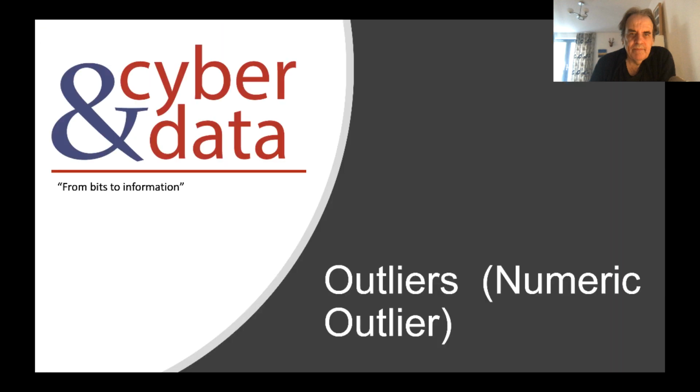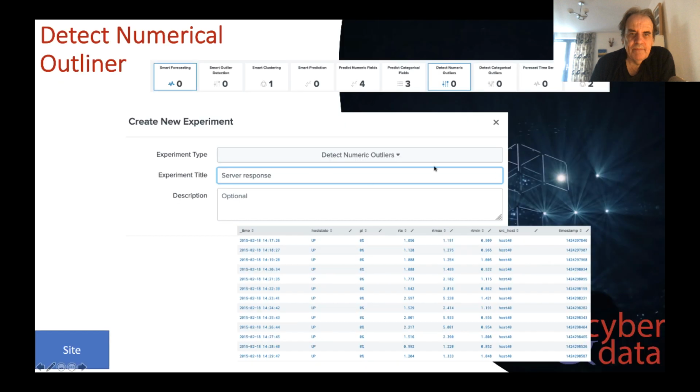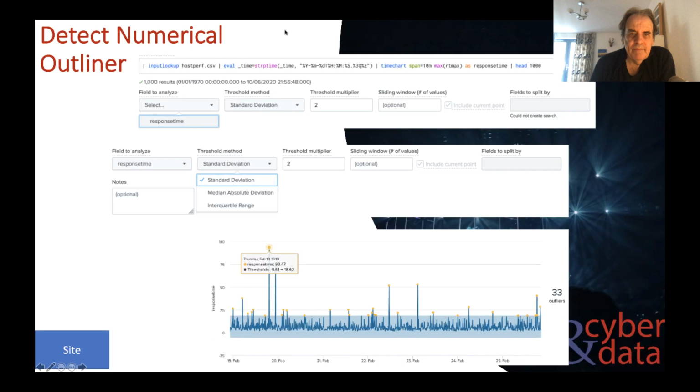And we can also look at numeric outliers. So that was a category one. So for outliers, we can detect numerical values. So in this case, we're detecting numerical outliers, and we're going to look at server response. So in this case, we have timestamps and whether the server is up, and the round trip time, the maximum time, minimum, and so on. Okay, so in this case, we're going to analyze for response time.